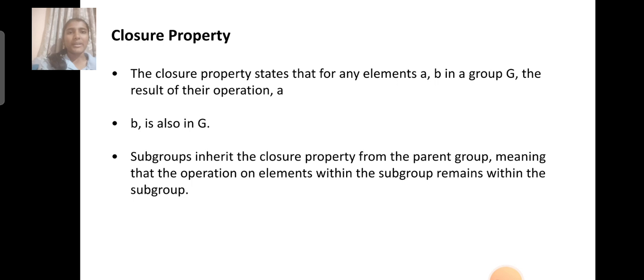Closure property. The closure property states that for any elements a, b in a group G, the result of their operation a*b is also in G. Subgroups inherit the closure property from the parent group, meaning that the operation on elements within the subgroup remains within the subgroup.